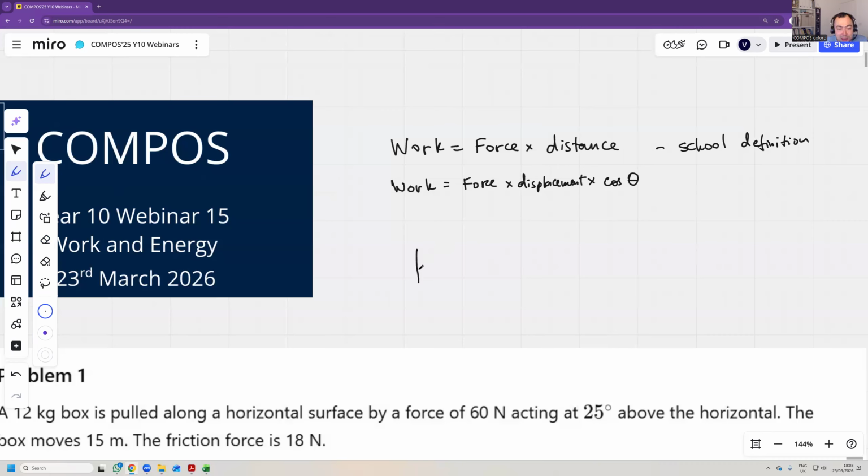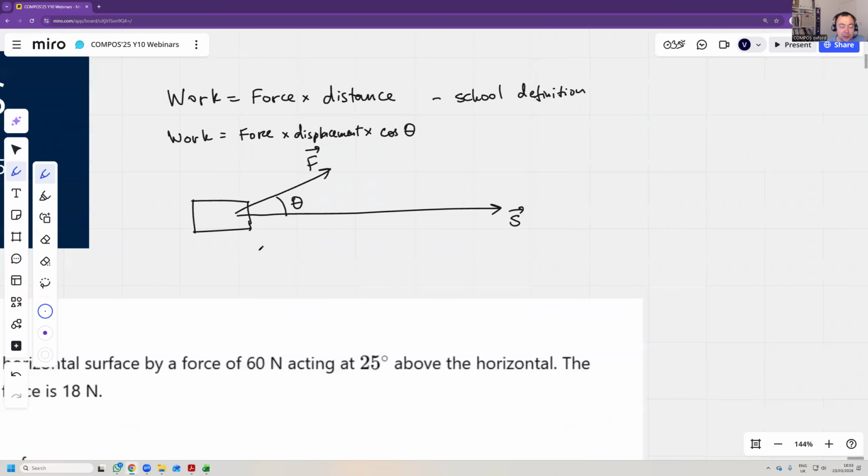Imagine you're moving a box and you're applying a force. You're pulling the box this way, and the box is moving that way. So that's your force, and that's your displacement, S. S is the displacement, F is the force, and theta is the angle between the two. In this case, the work done is force times displacement times the cosine of the angle between them. Okay, that's the first thing.